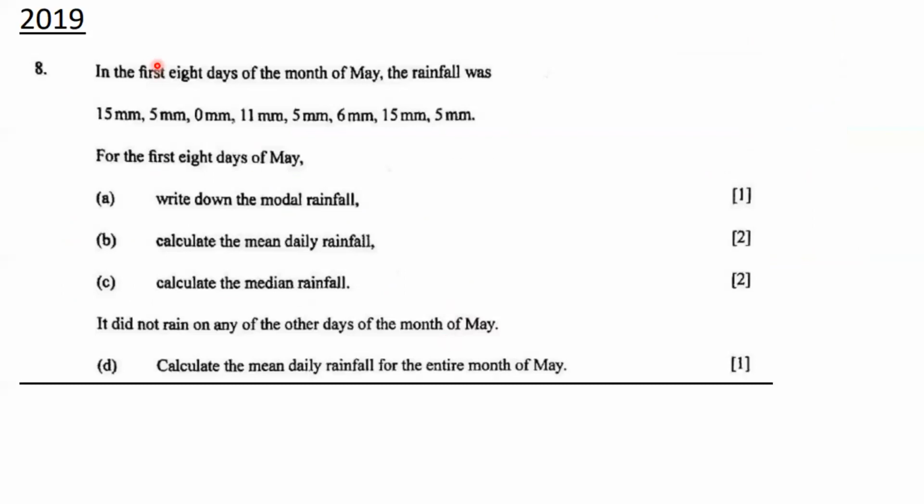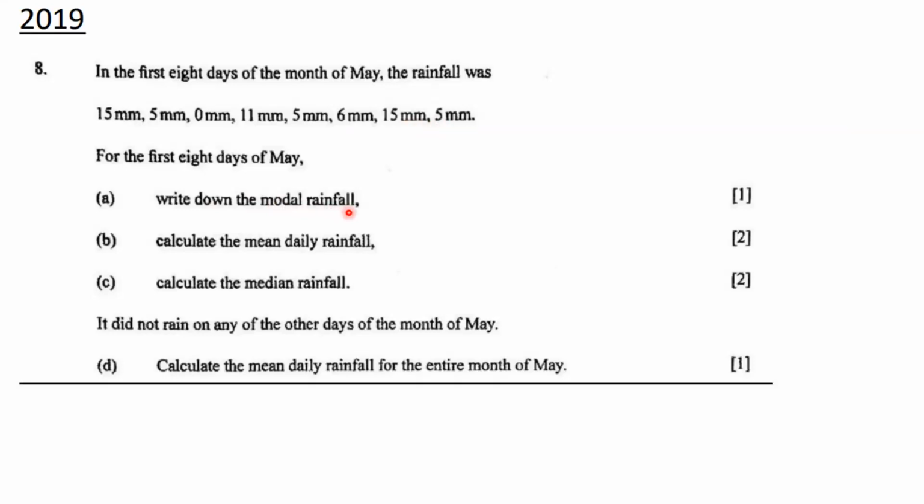Okay, let's move on to the next question. This is 2019. It says, in the first 8 days of the month of May, the rainfall was 15 millimeters, 5 millimeters, 0 millimeters, 11 millimeters, 5 millimeters, 6 millimeters, 15 millimeters, and 5 millimeters. They said for the first 8 days of May, write down the modal rainfall.